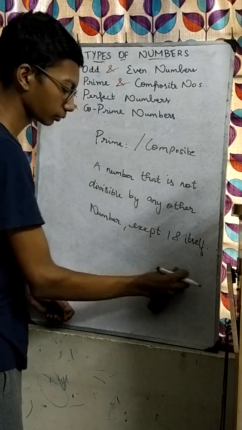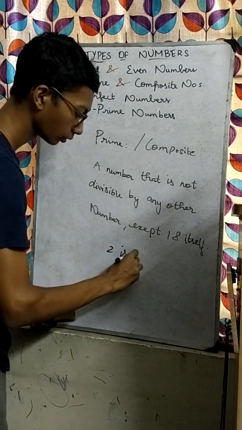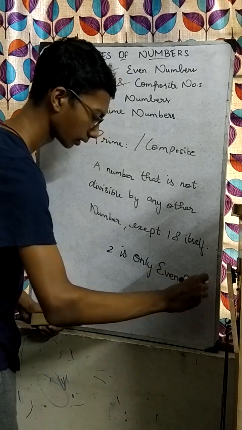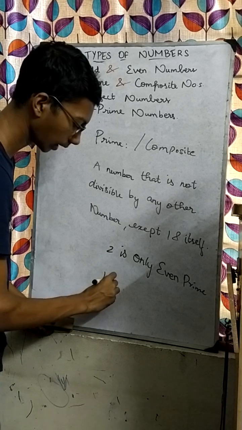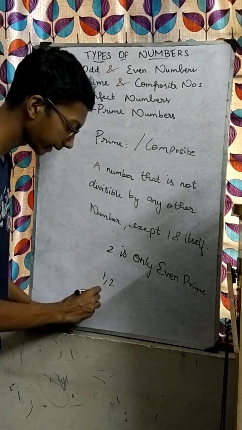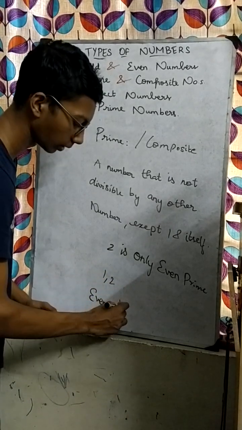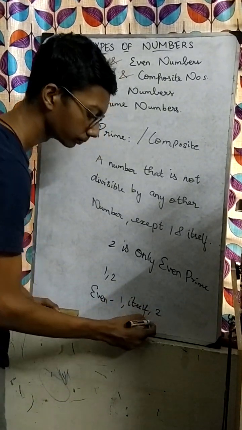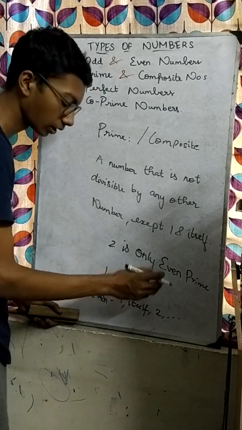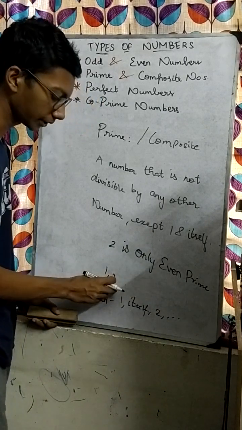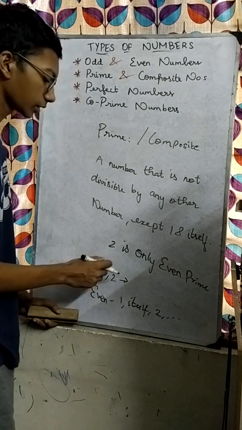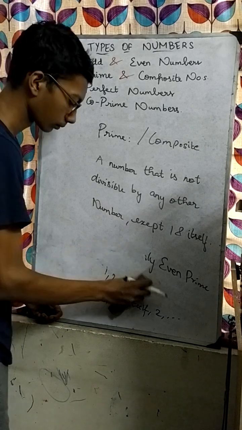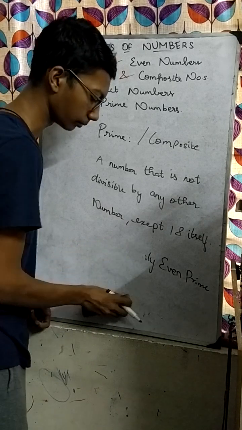Another interesting thing with prime numbers is that 2 is the only even prime number, because it is divisible by 1 and 2 and that's it. All the other even numbers are divisible by 1, itself, 2 and maybe some other numbers. All even numbers are multiples of 2, but only 2 is a multiple of just itself and 1. The only even prime number is 2. So that is the thing with prime numbers.